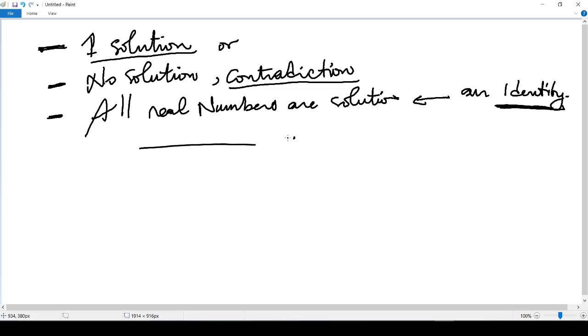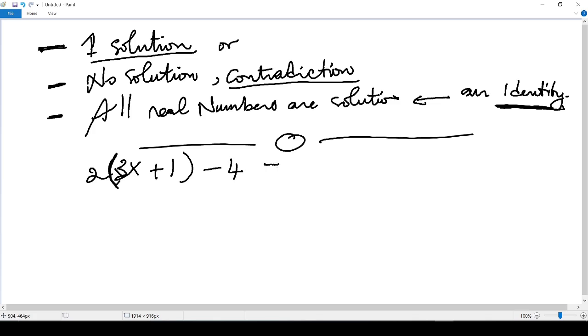But before you go, solve this: 3x plus 1 minus 4 equal to 7x minus 3. So that's your homework. Solve it and put your answer in the comment section.